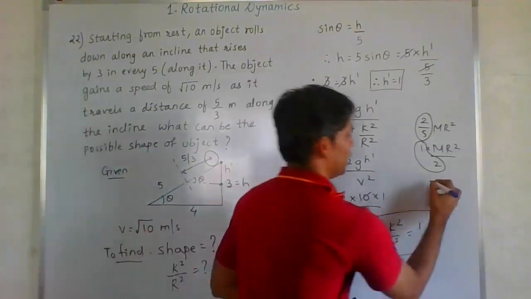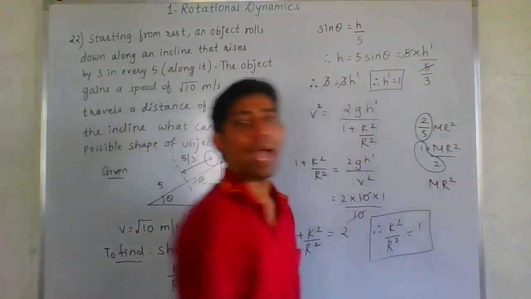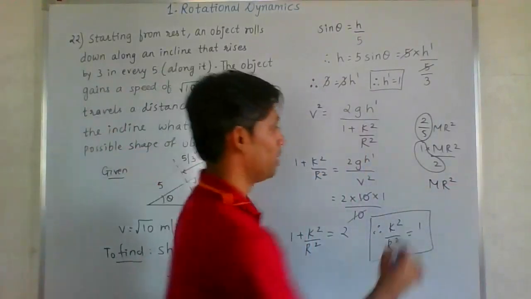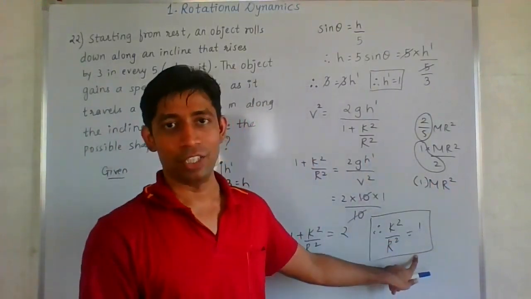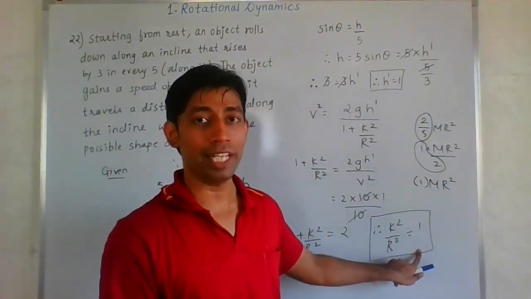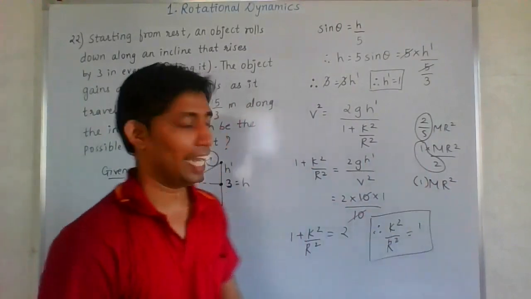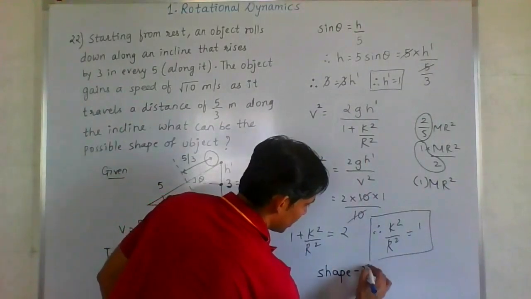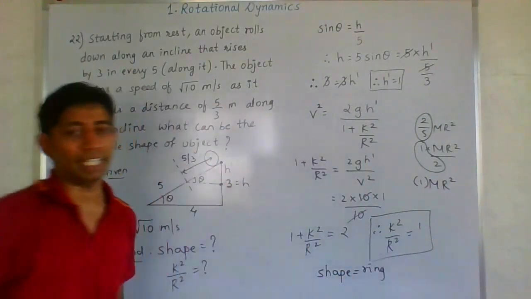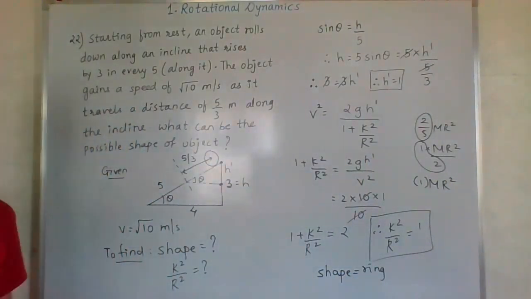What is the formula for a ring? The formula for a ring is mr square. So here it is 1, and we got the same value. So k square by r square value is 1 for what? Ring. And that is how we can compute that the shape of the object is nothing but a ring. Okay. So this is how this sum is also completed.